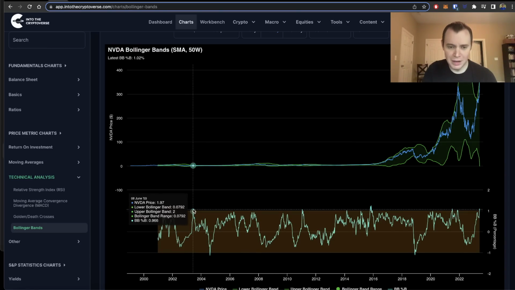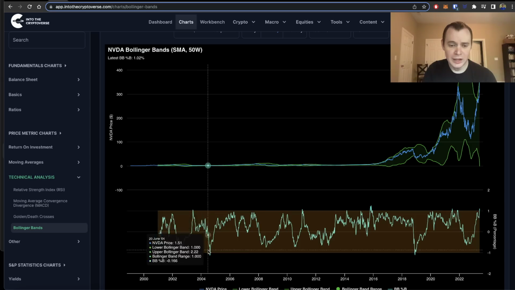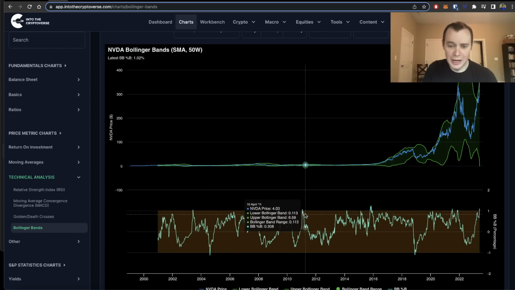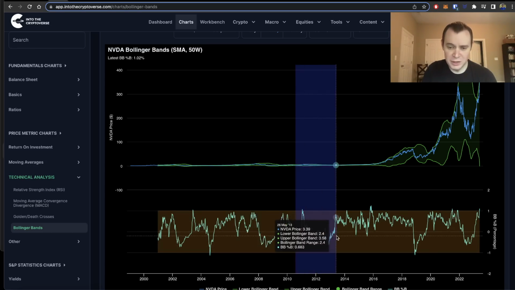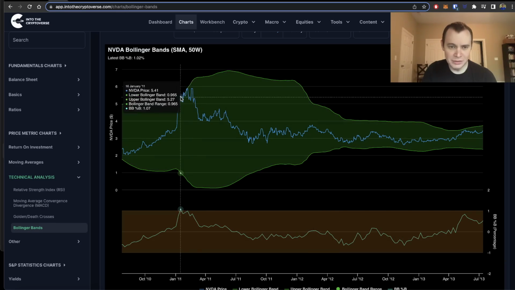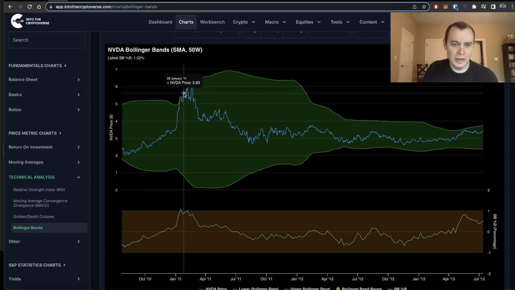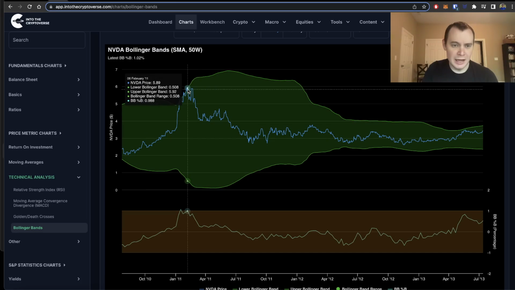It went from above 3 standard deviations above the 50-week to 3 standard deviations below. And then we had another example in 2011. You can see that it didn't actually go back to 3 standard deviations below the 50-week, but we can at least see what ultimately happened. In 2011, the Nvidia price was around 541, and it was more than 3 standard deviations above the 50-week moving average. It then went to 563 and 589.